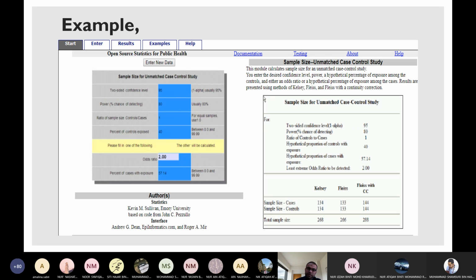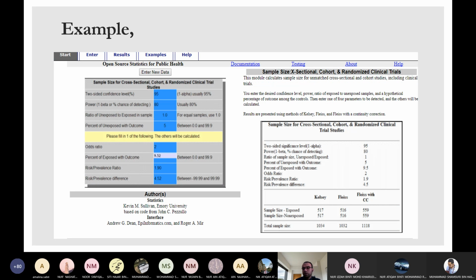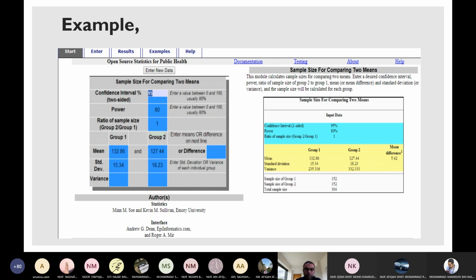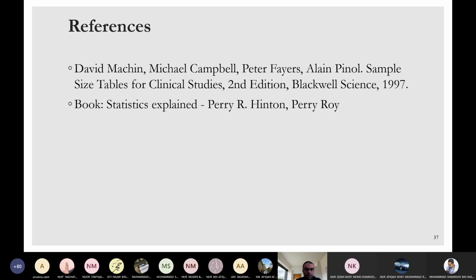You can see here another example, the unmatched case control study, and one example of the cohort. All these are ready-made online calculators that are already there. You can have a look at these online calculators, and by this I think I have finished. Just go through the online calculators and the two examples I have provided, and let me know, inshallah, if you have any questions or any points that you want to discuss.